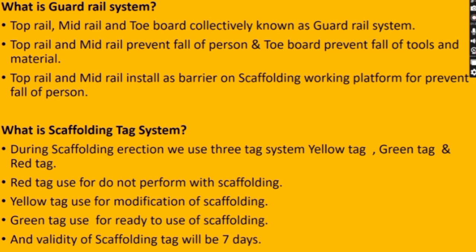What is a scaffolding tag system? During a scaffolding erection, we use 3 tag system: yellow tag, green tag and red tag. Red tag is used for do not perform with the scaffolding, yellow tag is used for modification of a scaffolding and green tag is used for ready to use of a scaffolding. And remember, validity of a scaffolding tag will be 7 days.